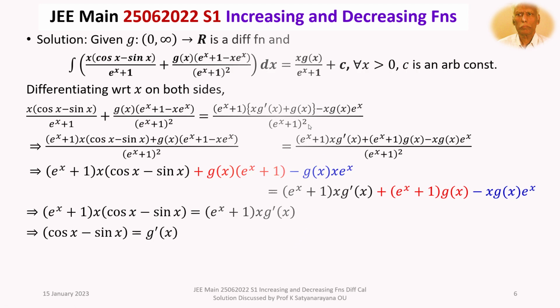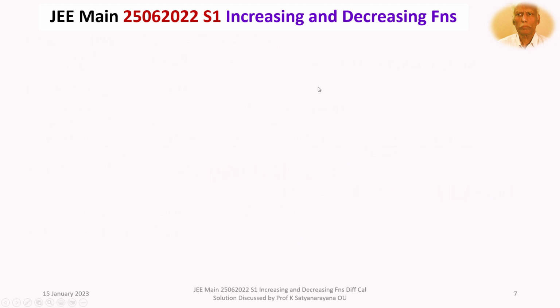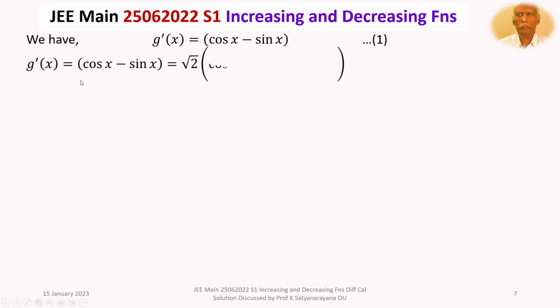We continue in the next slide. So we have g prime x is equal to cos x minus sin x. Let's call this equation 1. Now to get g of x, we integrate both sides with respect to x. But before that, since g prime x is equal to cos x minus sin x, we want to discuss the nature of g prime x, that is the increasing, decreasing nature of g prime x, first.